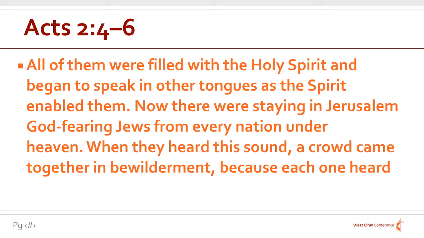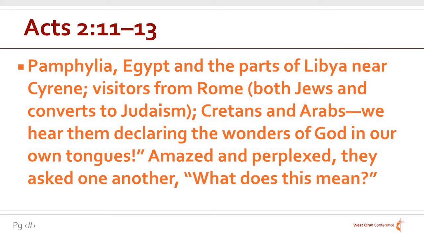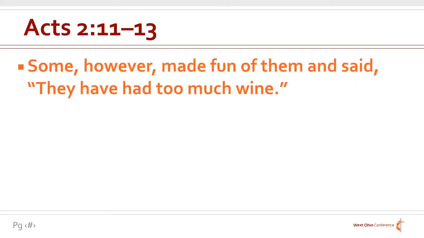When they heard this sound, a crowd came together in bewilderment, because each one heard their own language being spoken. Utterly amazed, they asked, "Aren't all these who are speaking Galileans? Then, how is it that each of us heard them in our own native languages? Perithians, Medes, Elamites, residents of Mesopotamia, Judea and Cappadocia, Pontus and Asia, Phrygia and Pamphylia, Egypt and the parts of Libya near Cyrene, visitors from Rome, both Jews and converts to Judaism, Cretans and Arabs. We hear them declaring the words of God in our own tongues." Amazed and perplexed, they asked one another, "What does this mean?" Some, however, made fun of them, saying, "They have had too much wine."